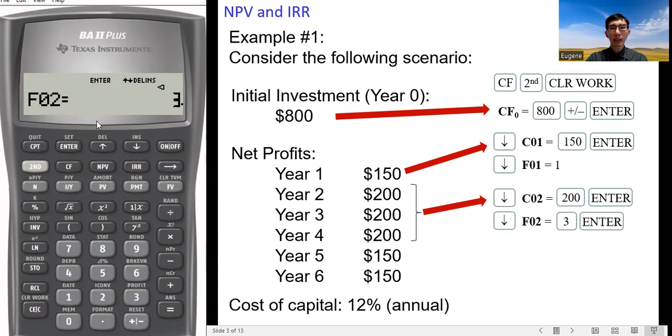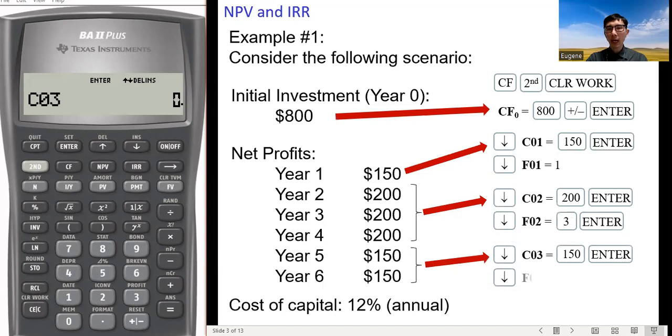And then press the down arrow key and we can key in the next cash flow amount, 150. This corresponds to the profit by the end of year 5 as well as by the end of year 6, a frequency count of 2. So we enter the cash flow amount 150 for C03. And then the frequency count 2 corresponds to the variable F03.